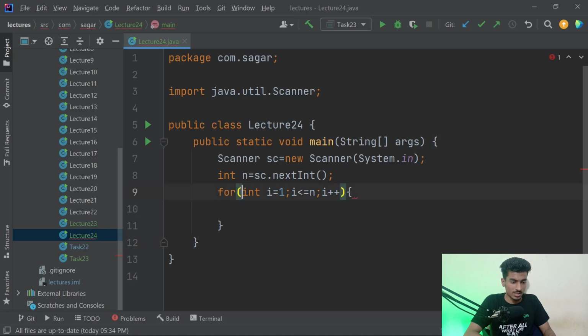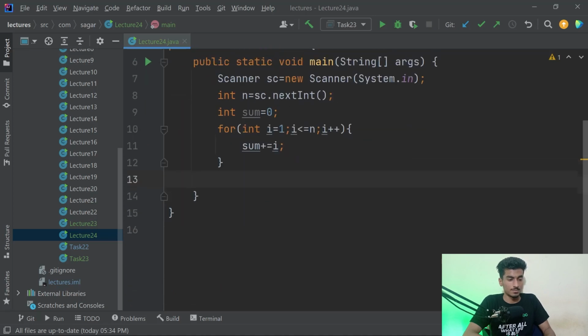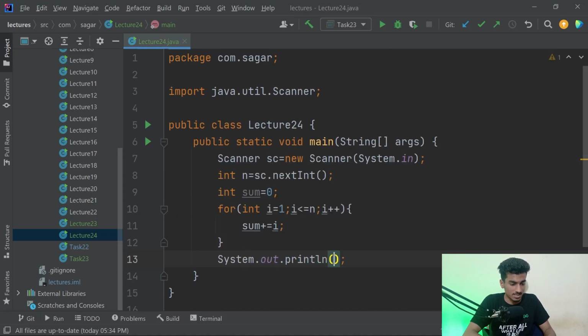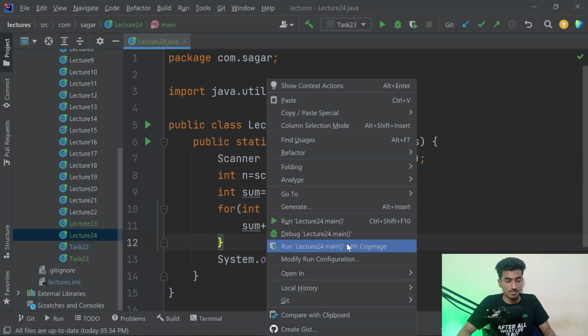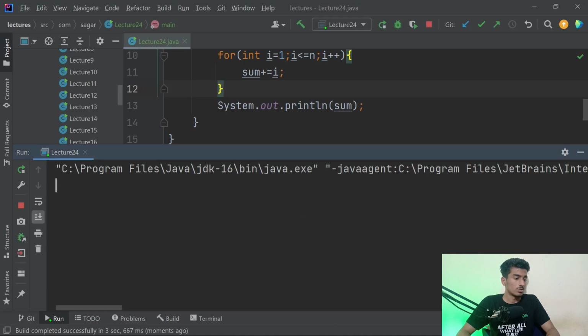So I will also create a variable that will store our sum, int sum equal to 0, and every time sum will add i, and at last I will print sum. So that is a very simple program, you already know about that. Suppose, for an example, I want the sum of first 10 numbers, so it is 55.